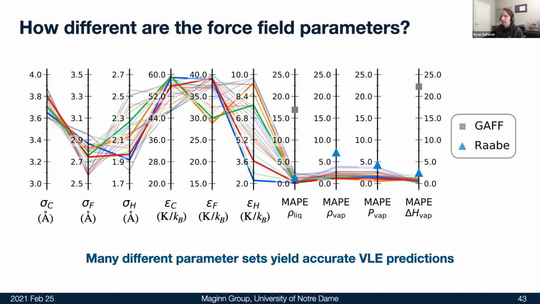Pick the red bold one. And if you follow that line to where it intersects each axis, that tells you the value of the force field parameter that's listed on that axis. And what you can see is that of these non-dominated parameter sets, there's about 0.3 angstroms variation in sigma and 10 to 15 Kelvin variation in epsilon. So these do appear to actually be slightly different parameter sets, all of which yield extremely good performance.